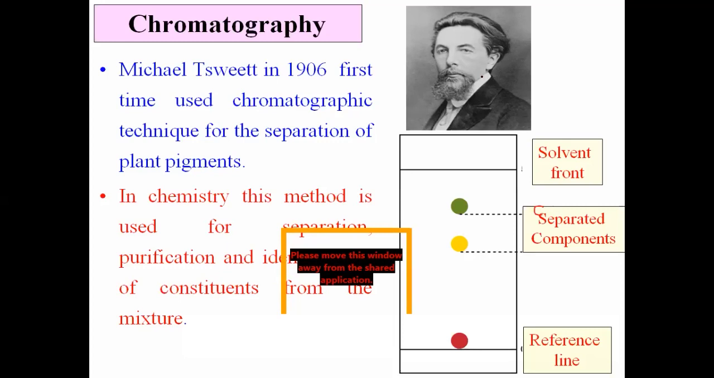How did we identify it? By using its color. Suppose there is a blue color, then it is nickel. Suppose there is a yellow color, then it is cobalt. And also from its Rf value, we can identify it. Thus in chemistry this method is used for separation, purification, and identification of components. This is a very important method related to analytical chemistry.